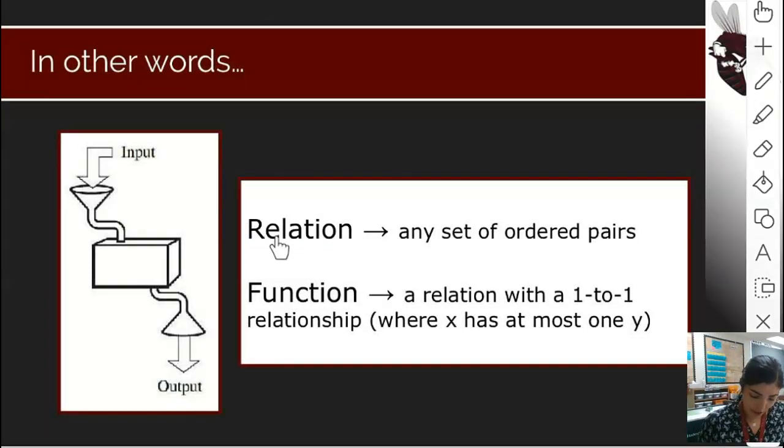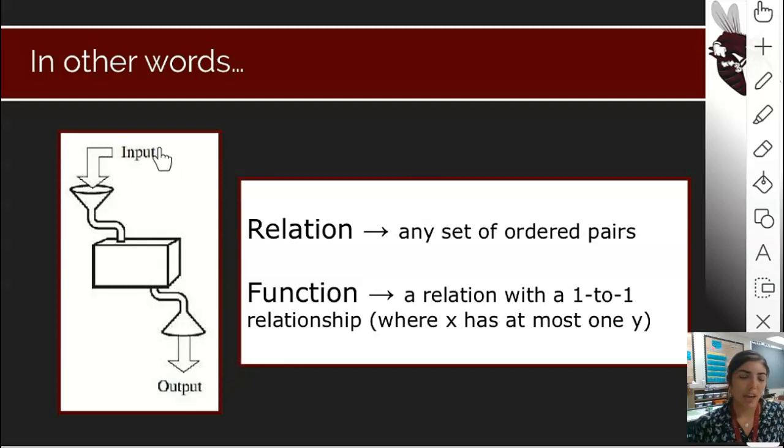So a relation is any set of ordered pairs. Any data we have correlated together is considered a relation. But specifically, a function is a type of relation that has a one-to-one relationship. Okay? One-to-one relationship, which means that every x has at most one y. In other words, you cannot repeat the x's. If the x or the input that you put into the function machine has any output other than the same thing, then it is not a function.